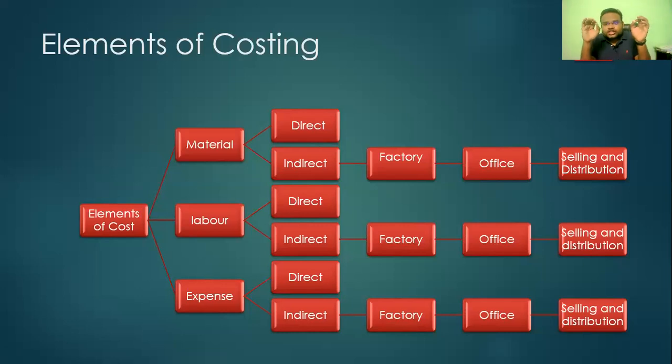So first, now six terms: direct material, direct labor, indirect labor, direct expenditure, indirect expenditure. If I'm stressing this, you need to understand the importance. The indirect material, the indirect labor, the indirect expenditure, we term as what? Overheads.